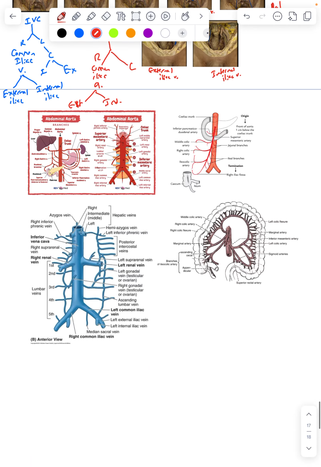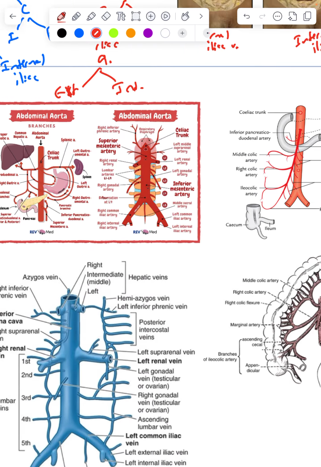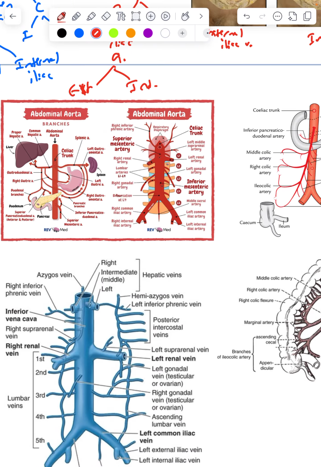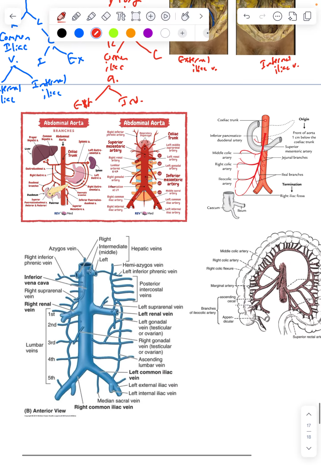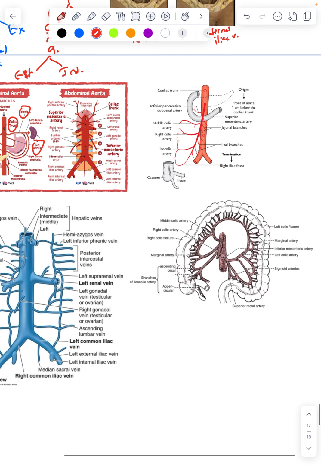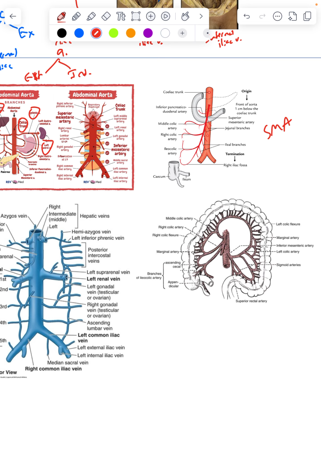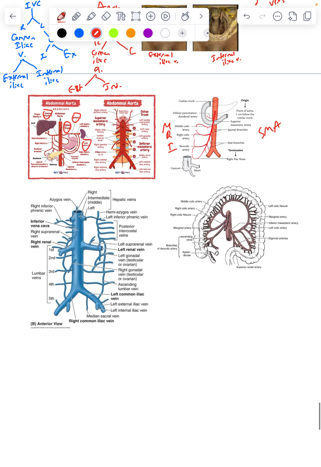I also added these if you want to see the way they all break apart in their branches. So you'll see the celiac trunk over here will have your splenic, left gastric, and your common hepatic. And then here you can see for superior mesenteric artery, this is the one she used MRI for the acronym. So middle colic, right colic, and ileocolic. And then here you can see your inferior mesenteric branches, which is like your left colic, sigmoid.